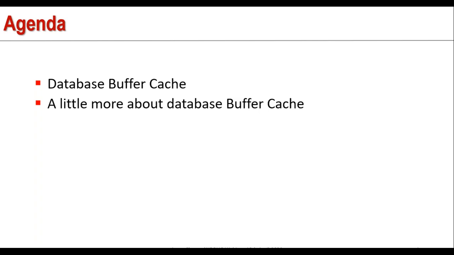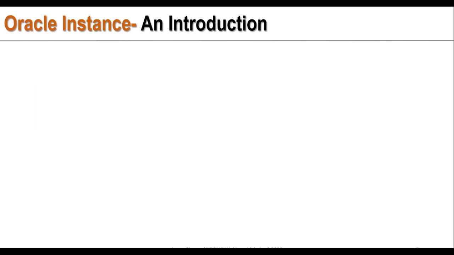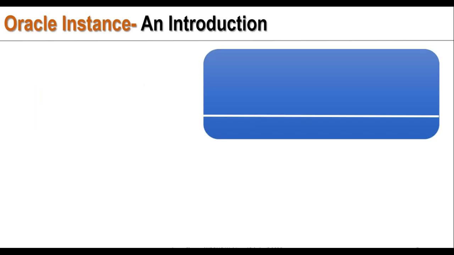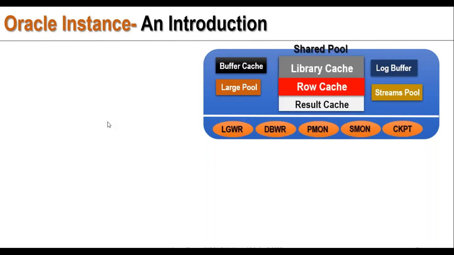Now, this is what we are going to be covering. Buffer cache and some more about buffer cache, about the tuning aspects, and also we'll take some time for the Q&A. Now, the buffer cache is part of the Oracle instance. And obviously, the Oracle instance is comprised of many things. So definitely, the Oracle instance has many memory structures. Buffer cache is definitely one of them.